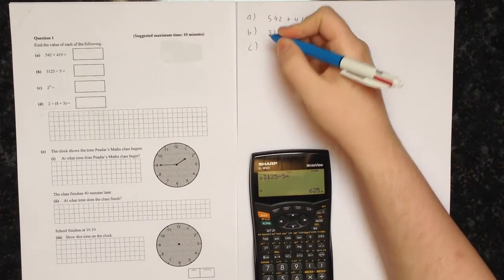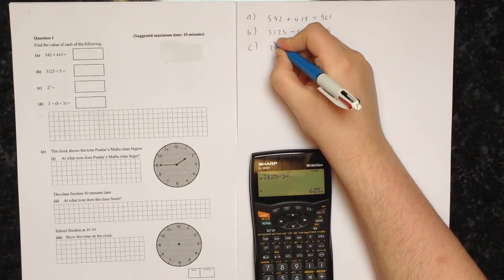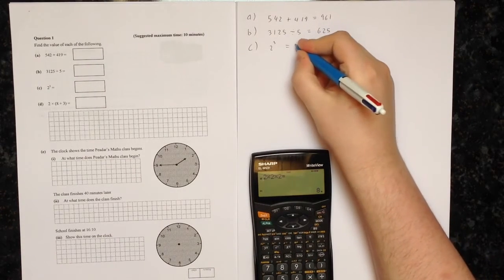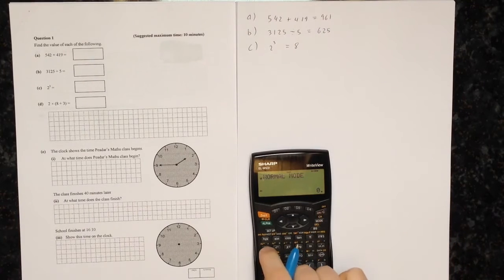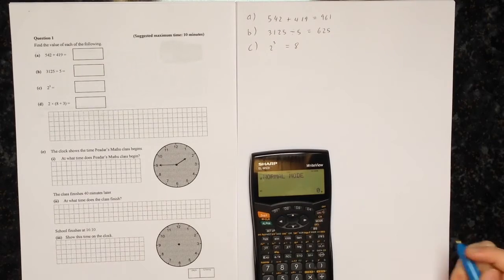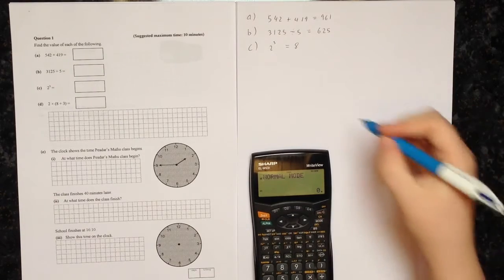Part C says 2 to the power of 3. Well, that's equal to 2 times 2 times 2, which is equal to 8. Or equivalently, if you wanted to use this power button, you would say 2 to the power of 3, and you'll still get 8. Whatever calculator you're using should have some equivalent button that does the same function.